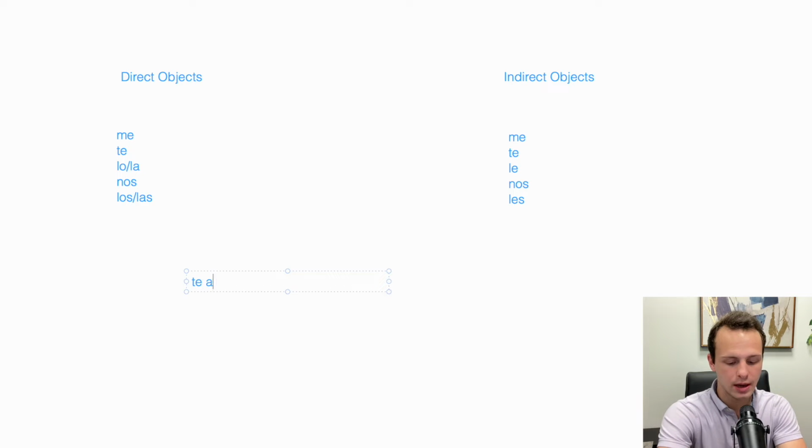For example, te amo means I love you. What we can't say in Spanish is amo tú. This is what a lot of people get confused on. It's like, why can't I just say amo tú? That's what it is in English. This isn't right. But why?